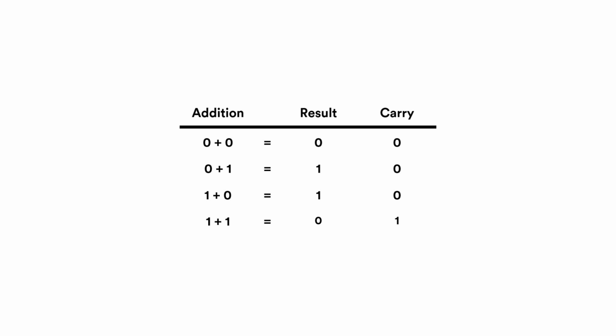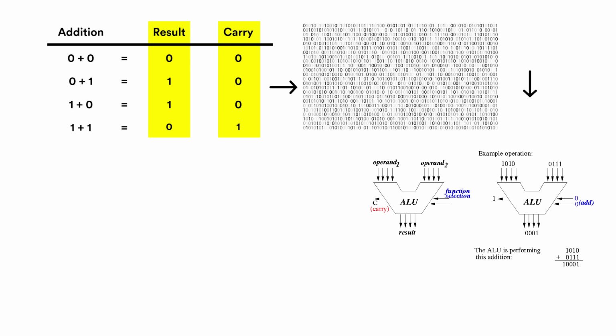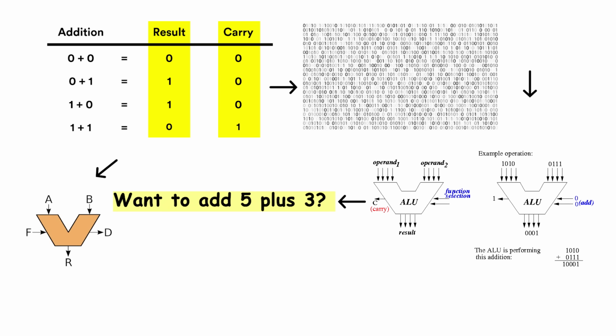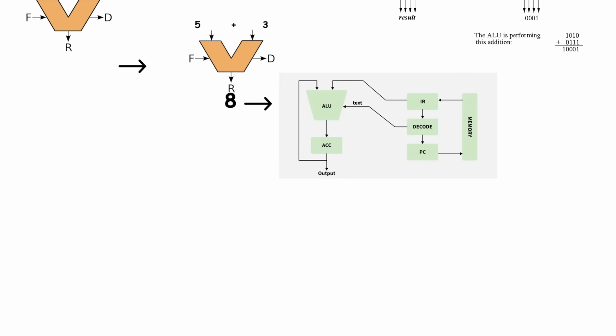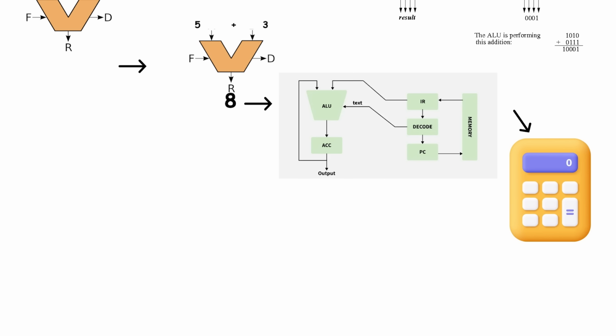Here's how the ALU actually works. You feed it 2 numbers in binary, 1s and 0s, and you tell it what operation you want. Want to add 5 plus 3? The ALU takes those numbers, processes them through its logic gates, and spits out 8. The answer appears on what's called the accumulator, which is basically the calculator's display screen.